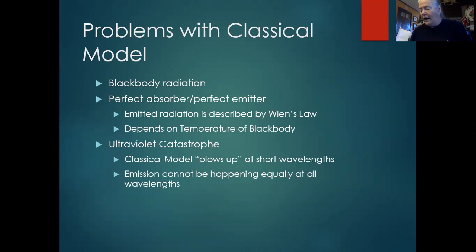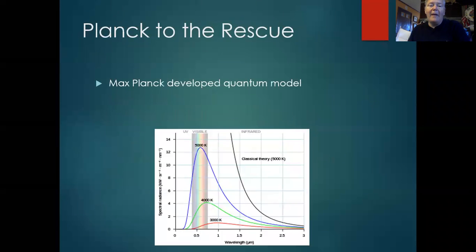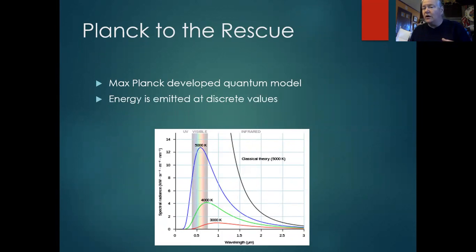And so what Max Planck said was this means that the emission cannot be happening equally at all wavelengths. All right, so that energy has to be compartmentalized, or he called it quantized, based on that particular object's chemical makeup. So Max Planck developed this idea that energy is quantized into these discrete values so that different elements or different compounds or molecules had their own distinct packages of energy that they emitted, but they didn't emit at all wavelengths of energy.